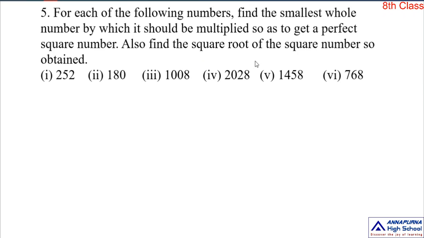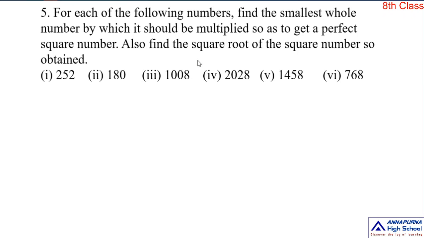Also, find the square root of the square number so obtained. Here some numbers are given. Okay, it is very clear that given numbers are non-perfect square numbers, but when you multiply these numbers by a whole number, then you get a perfect square number. So you find that smallest whole number, that means which whole number you multiply that given number, you get a perfect square number, and also find the square root of that number.